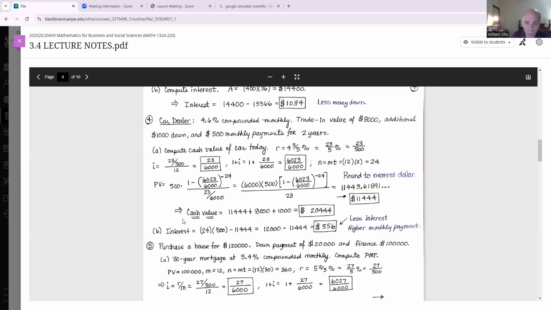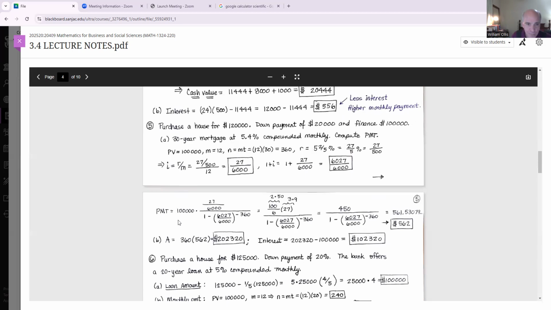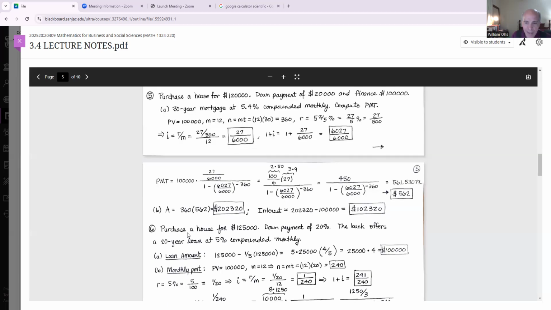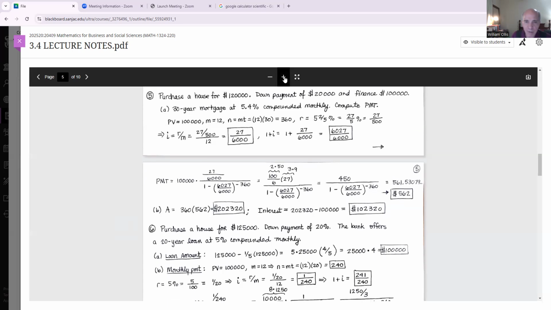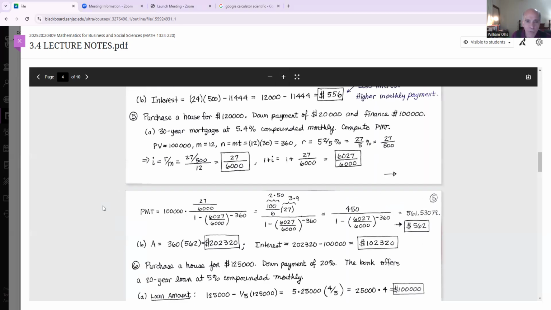Now, I want to look at one more example. Let's see here. This one actually is an interesting one. And I think it's something that will, number 5, that will ring true for many of you. Because we all think about purchases of cars, and we think about purchases of homes. Now, the purchase of a house for $120,000. Okay, so we have a down payment of $20,000, and therefore we want to finance $100,000.